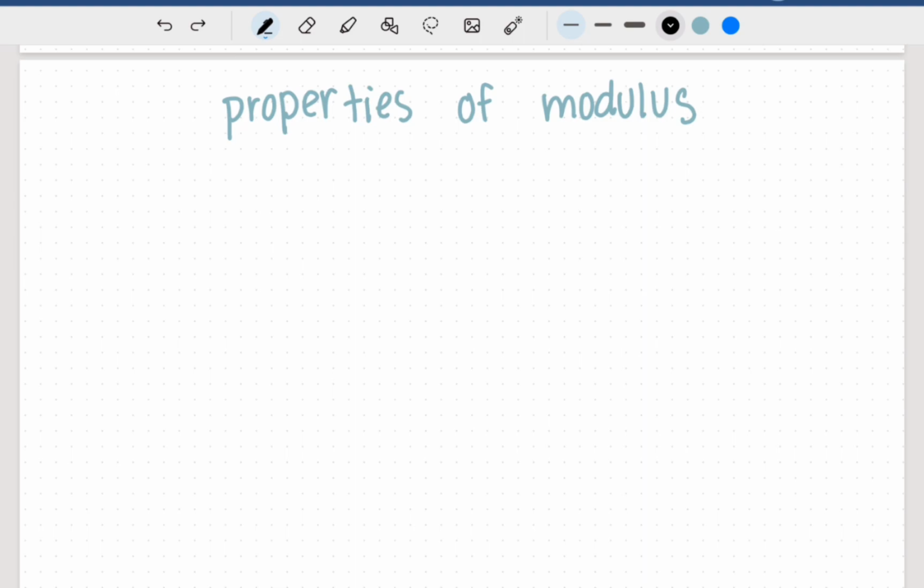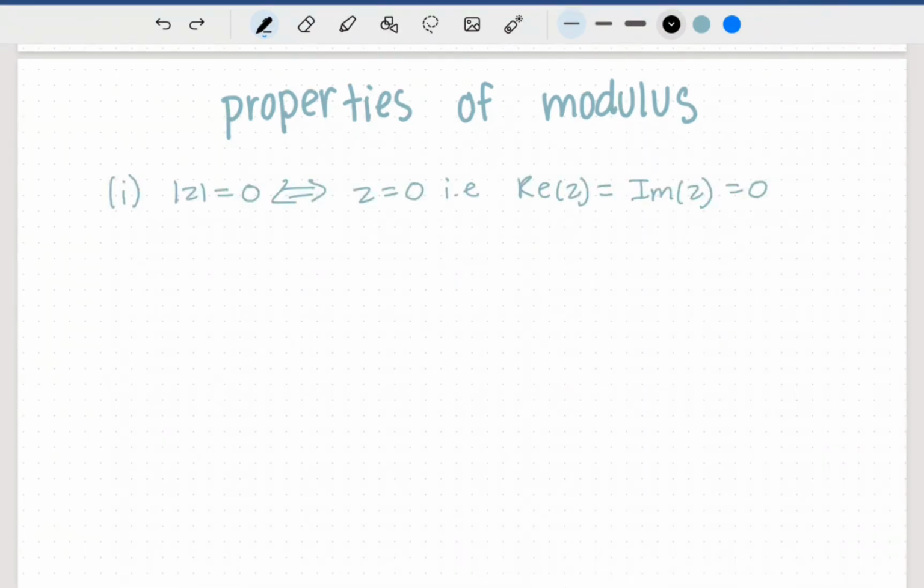But first, I'm going to handpick some of the properties which I think are the most useful, and we're going to prove them together so we know that, okay, this property is actually true. Alright, so I started off with hopefully the easiest property of modulus to prove, which is if the modulus of z is equal to 0, then z, the complex number, is equal to 0. An example is the real part of z is equal to the imaginary part of z is equal to 0. So how do we prove this?